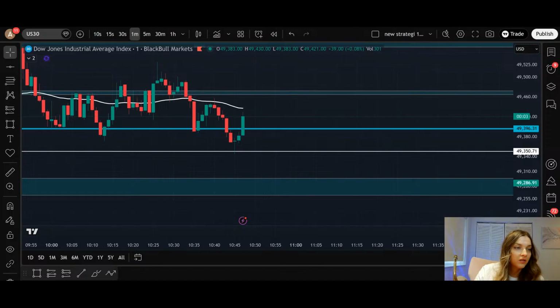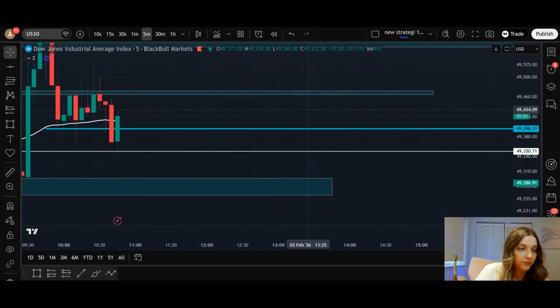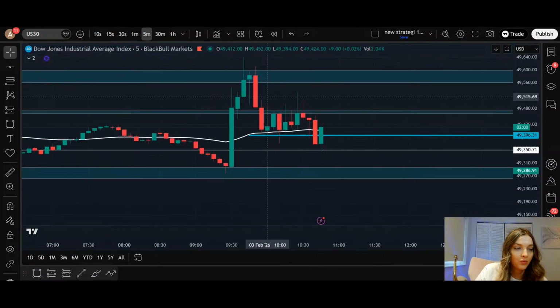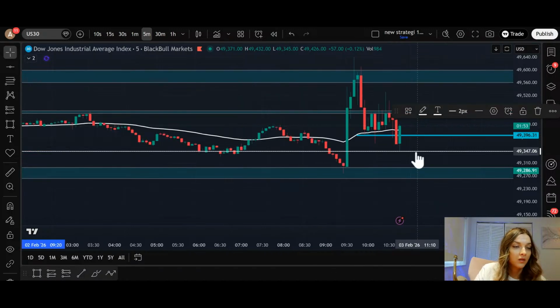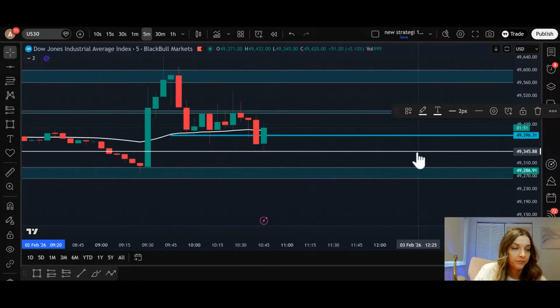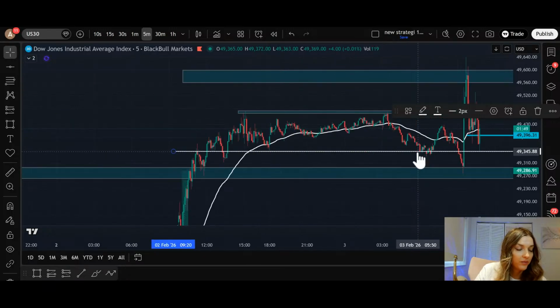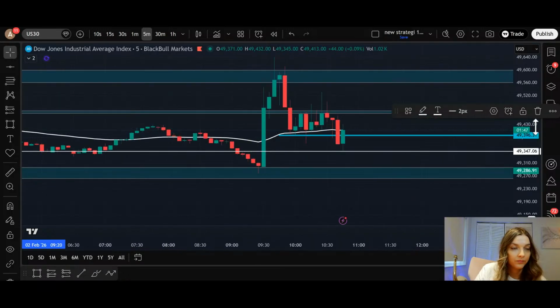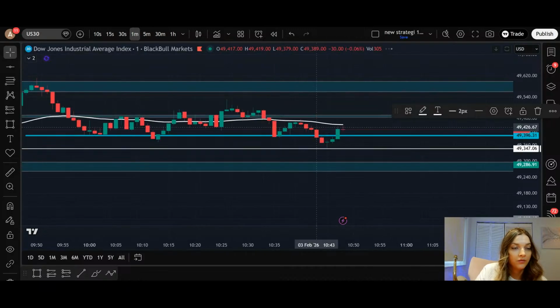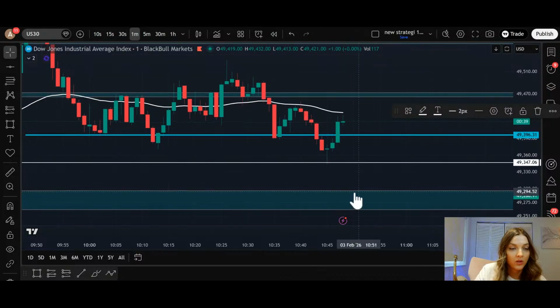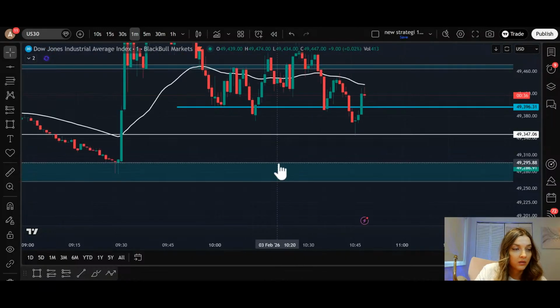I think it just wants to consolidate. It's not moving somewhere. So I'll be waiting for another retest of this area. If you want to go in, just wait for another retest of this area.